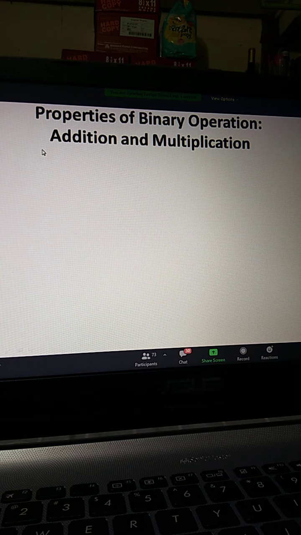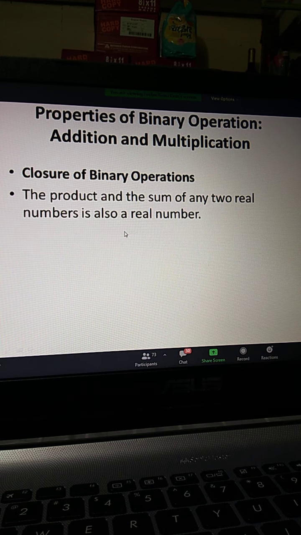So, what are the properties of binary operations? We're going to take only the operations addition and multiplication. First, we have the closure of binary operations. The product and the sum of any two real numbers is also a real number.